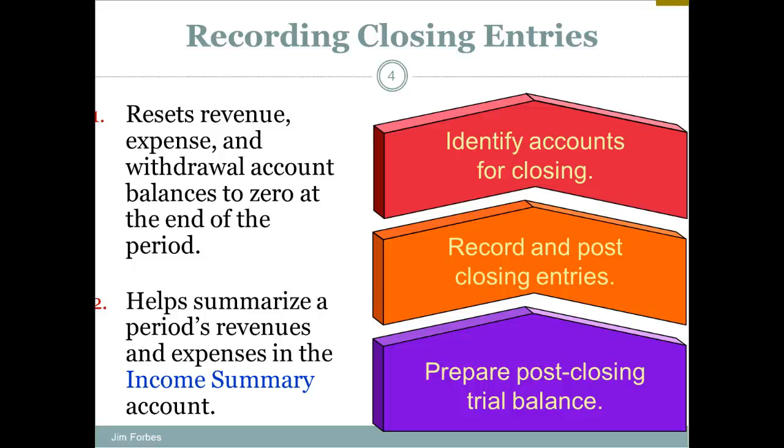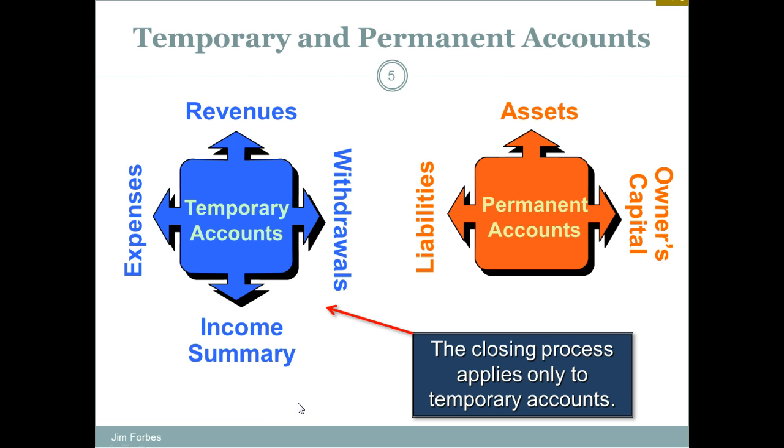Again, think of it as the trip odometer in your car. When you start your new trip, you push the button and it sets everything to 0. That's what closing entries are for the accountant. And we record them and we post everything into a new T account called the income summary. And the closing of that will be moved to the balance sheet.